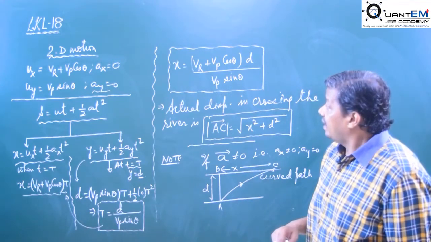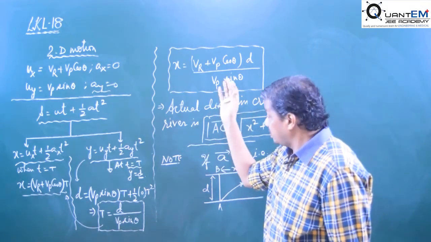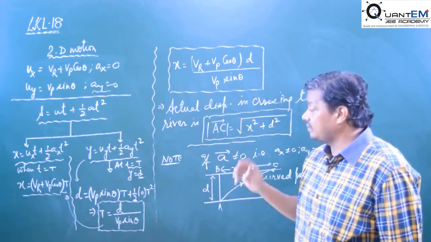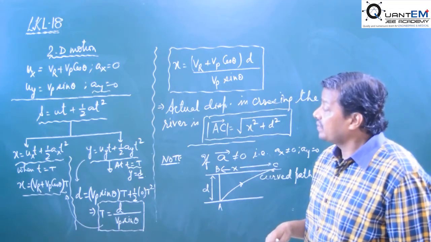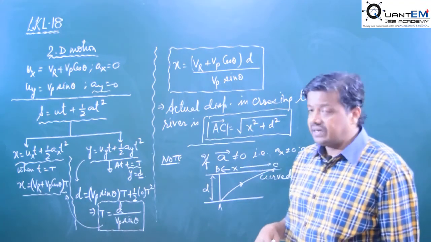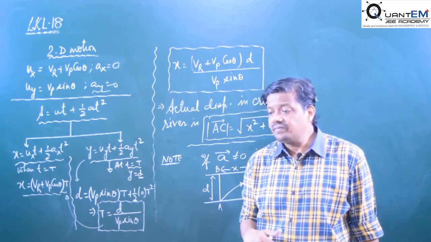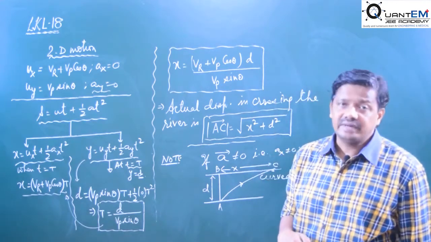Okay, now we have the general formula to get the time period and the horizontal displacement in crossing the river, and the displacement. Now we come to the two cases, that is the minimum time taken by the particle to cross the river and the time taken by the particle to cross the river covering the minimum distance.